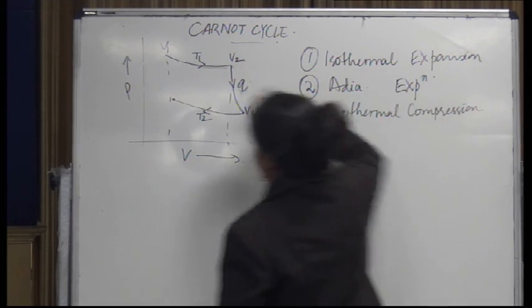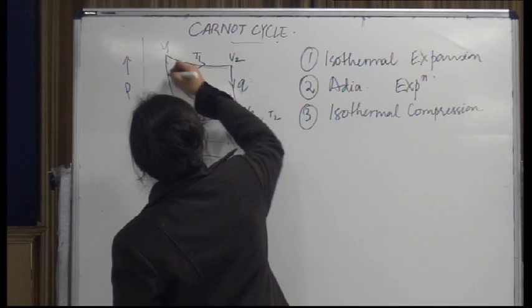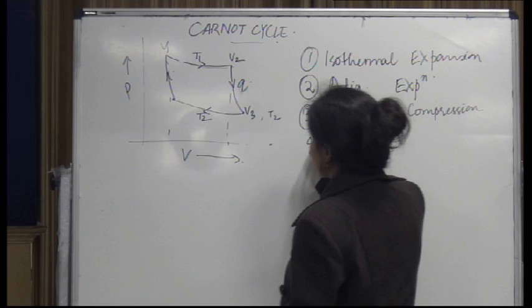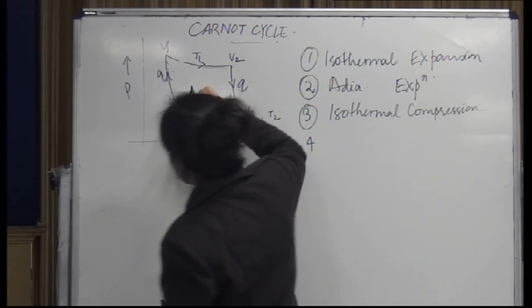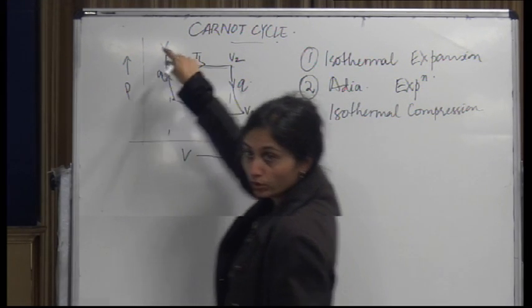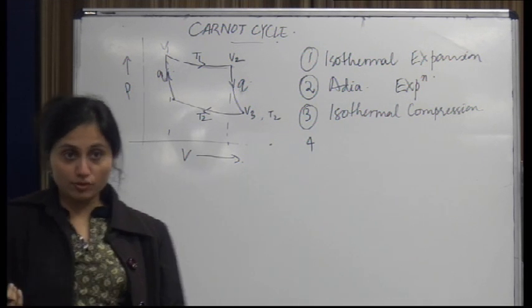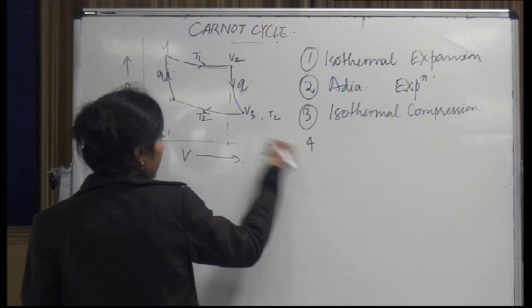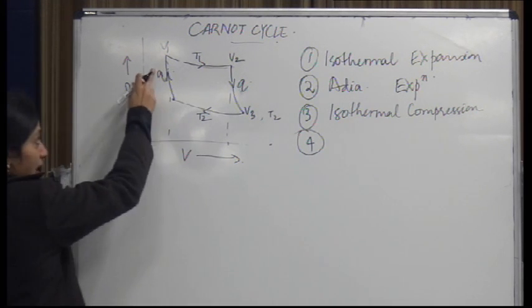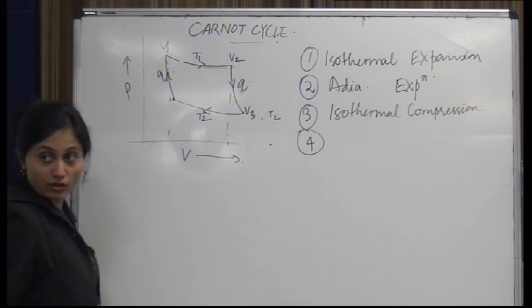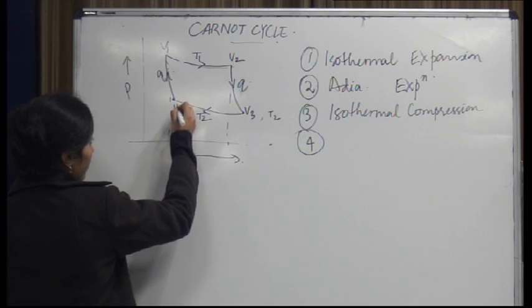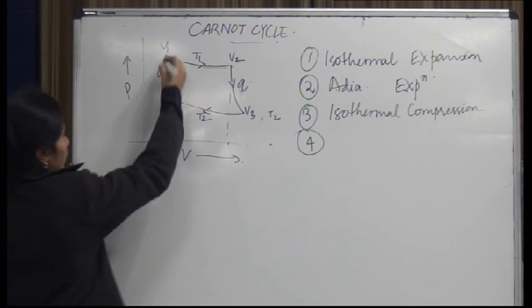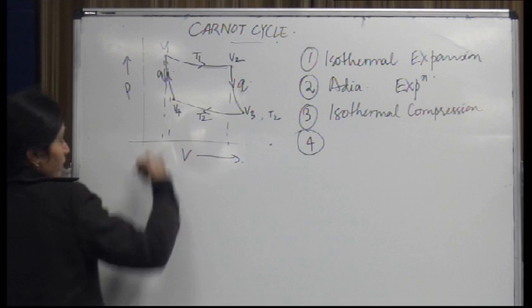ठीक है, and the fourth one is, again, he kept it the same because temperature will now change from T2 to T1. So again the temperature is changing, so he carried it out in this way. So the fourth one therefore will again be adiabatic and now compression, because the volume is again reducing from V4 to V1. Got the point?